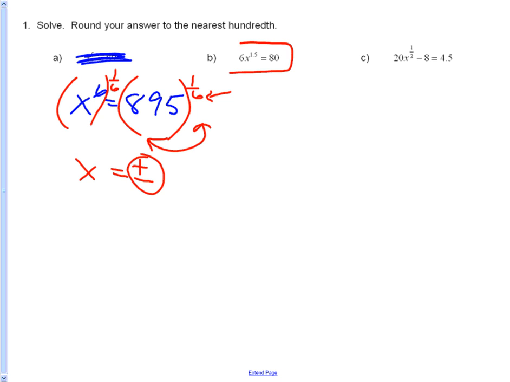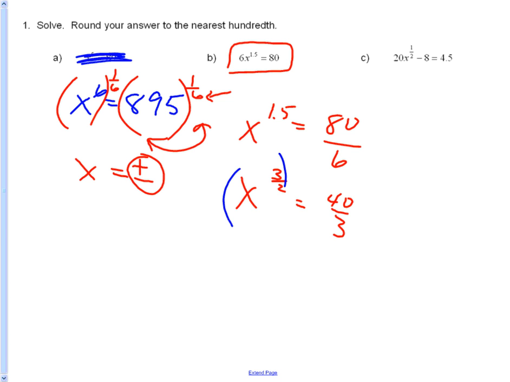Okay, this one, we can't just jump in and fix the power thing, because what do we got to do first? Divide by 6. And then it'll be x to the 1.5 equals 80/6, and that can be reduced. x to the 3/2 is the same as 1.5, equals, and I'm going to reduce that to 40/3. And then I can do what power to fix that? 2/3. And then I can say x equals 40 to the 2/3 over 3 to the 2/3.